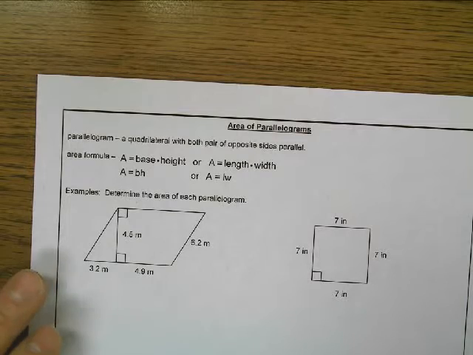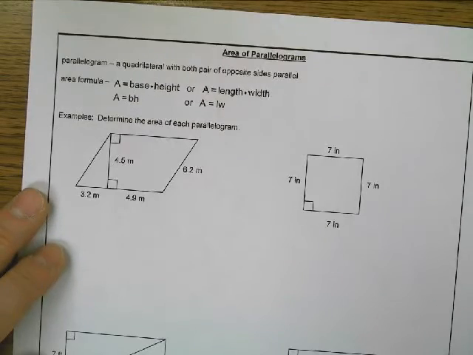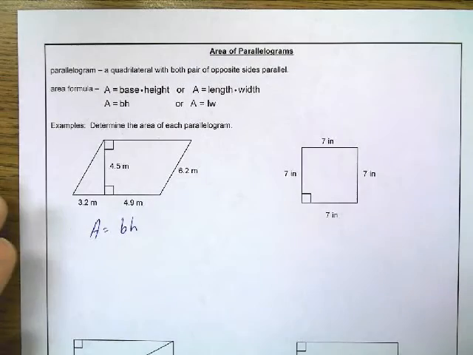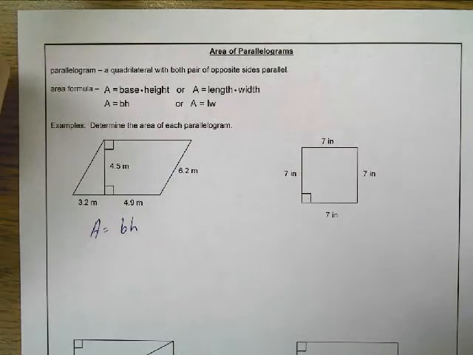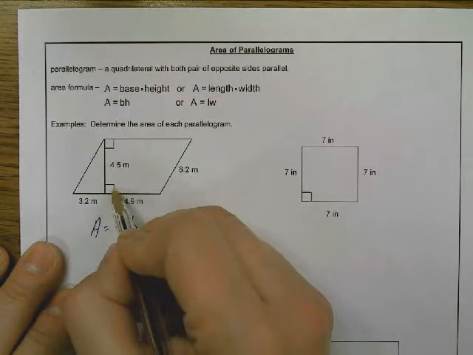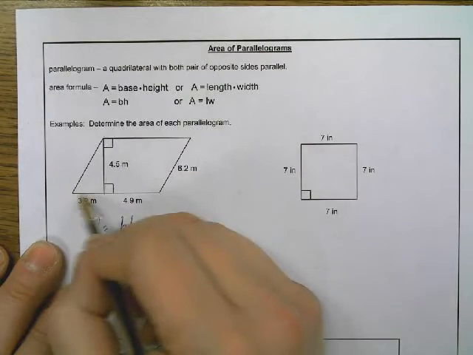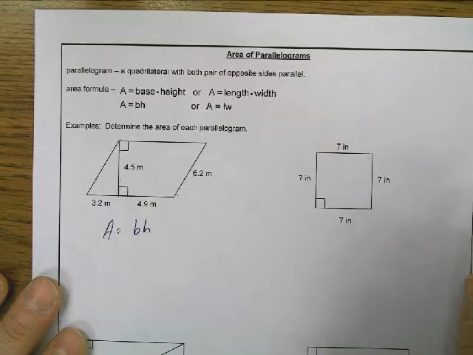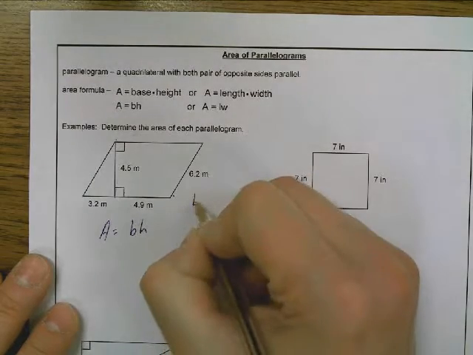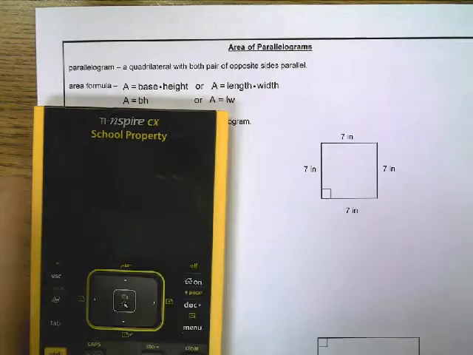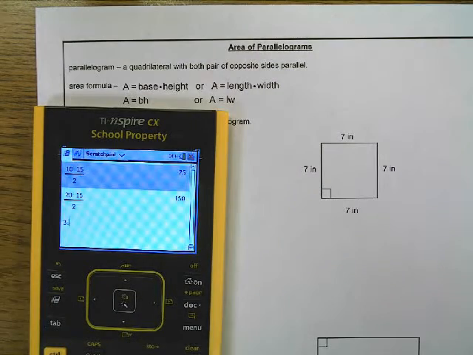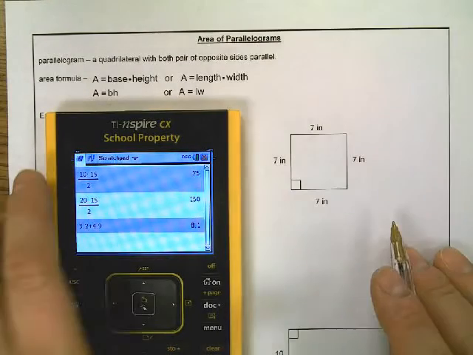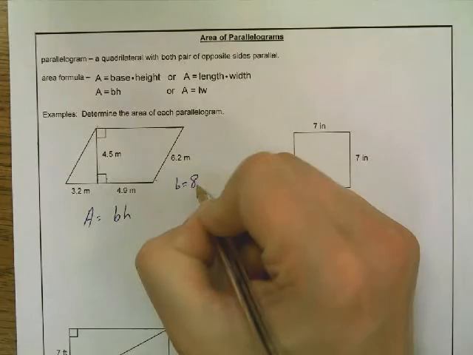And so let's look at this first example. I call it base times height more than anything, but length times width sometimes. So on this first one, if you find the right angle, here's your height and your base. But again, you're going to have to add the two numbers together to get your base. So the base is going to be 3.2 plus, let's see, 4.9, and that's 8.1.